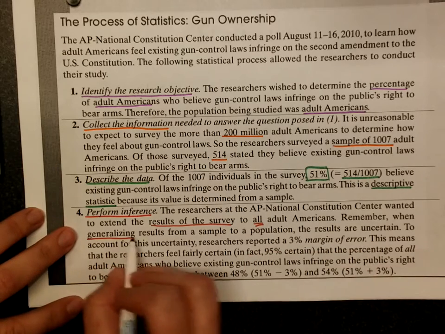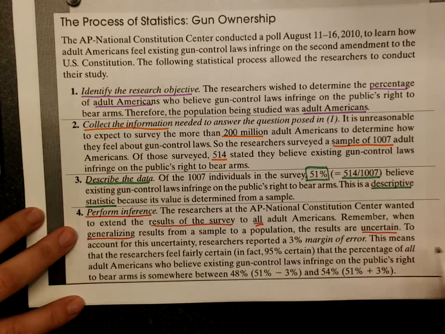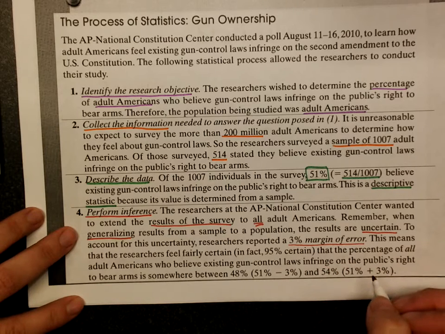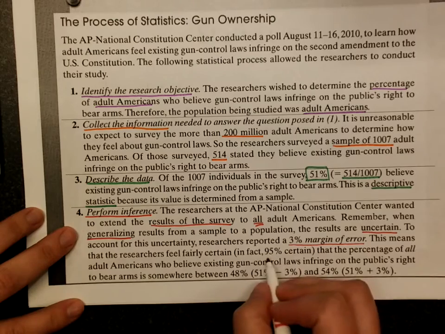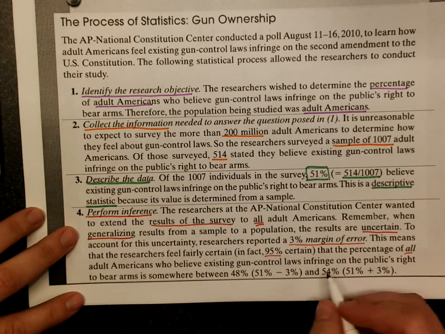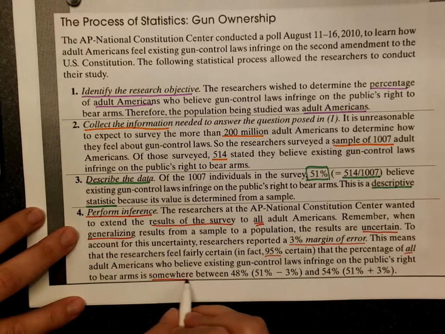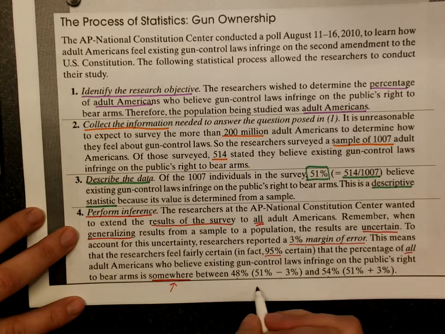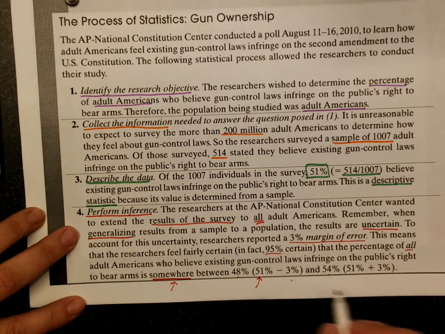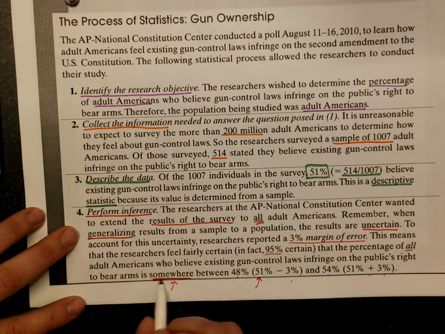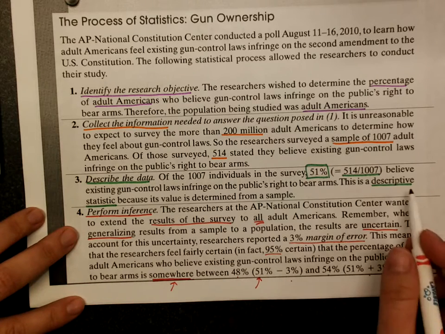So when we're generalizing, our results are not exactly perfect. So they come up with what's called a 3% margin of error. We'll discuss that in Chapter 9. So they feel fairly certain, a specific percentage of confidence, that all adult Americans who believe these gun control laws infringe on the public's right to bear arms is somewhere between 48% and 54%. So they took their sample and subtracted 3% and then added 3%. That's their margin of error to allow for some wiggle room, that the true percentage is somewhere between 48 and 54%. So we're extending our sample to the population.